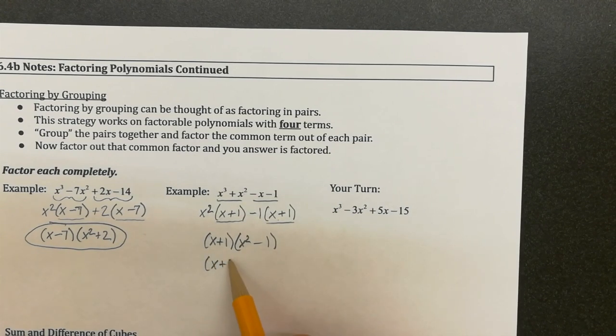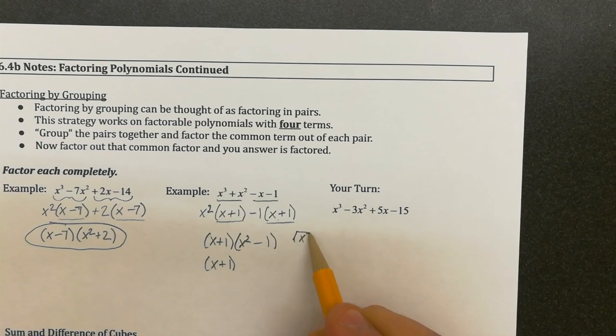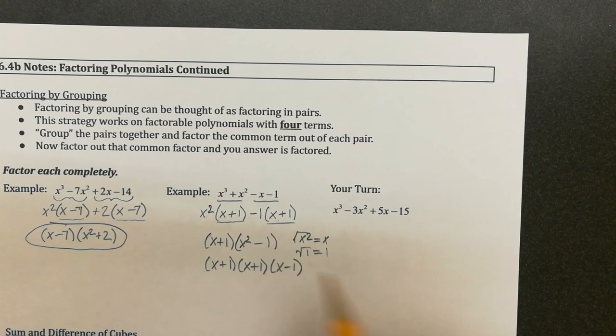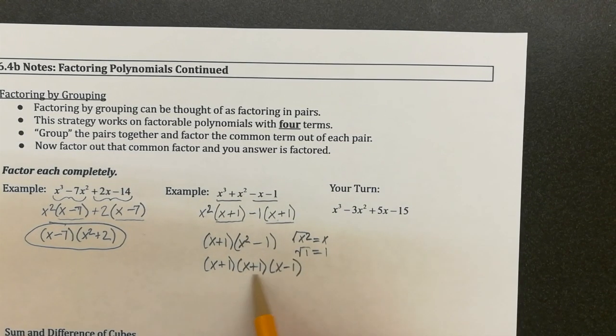So that can factor further. I'm going to just bring down the x plus 1. This factors into, remember this from last time, the square root of x squared equals x, square root of 1 equals 1. So I can rewrite this part here as x plus 1, x minus 1. And last but not least, these are the same factor, so you can rewrite that as x plus 1 squared, because if you have 2 of them being multiplied. And there we go. That is totally factored.